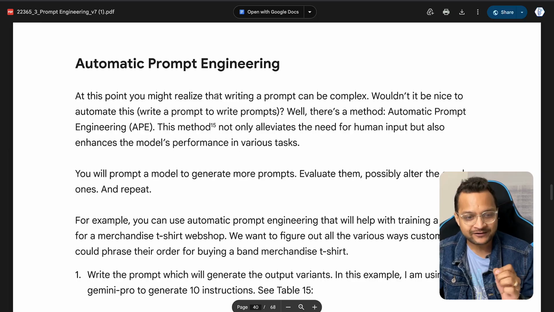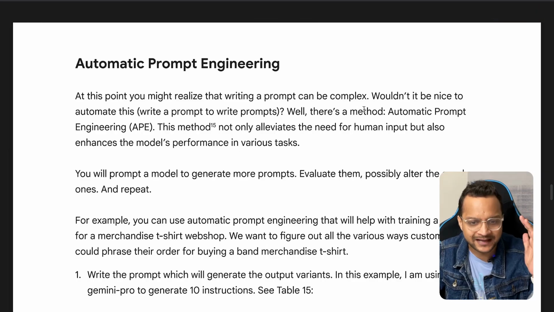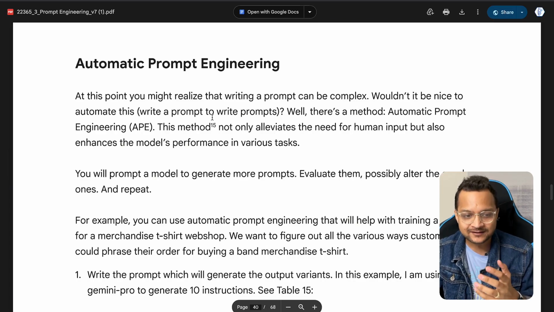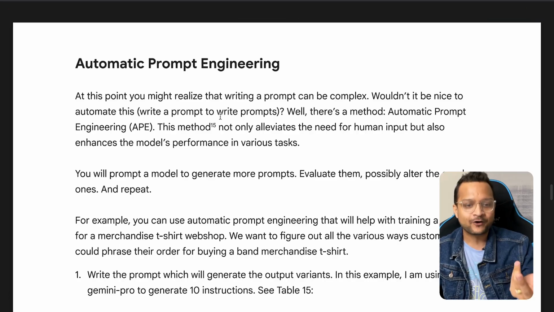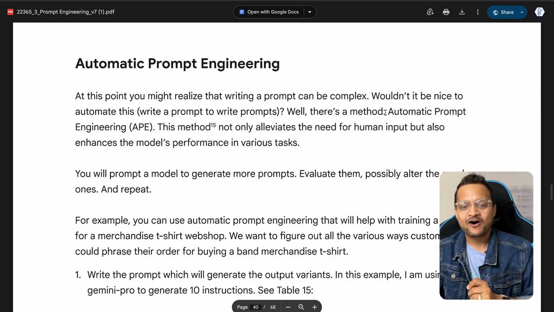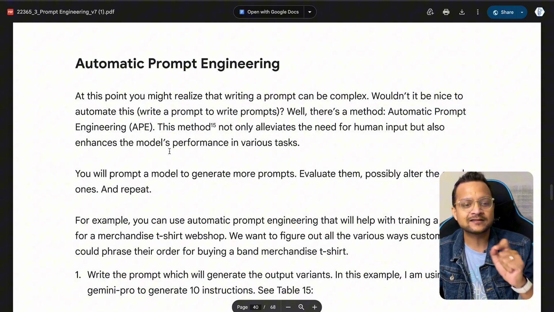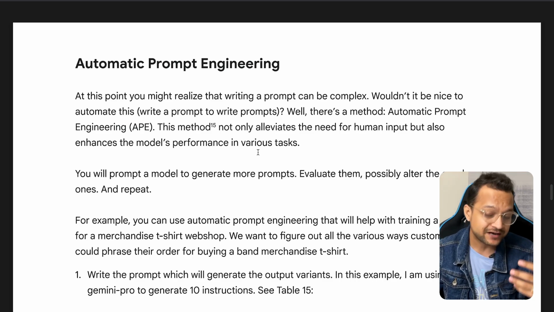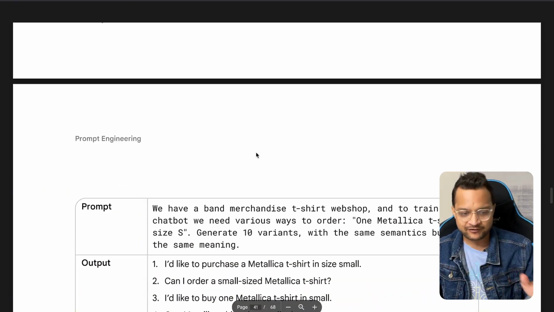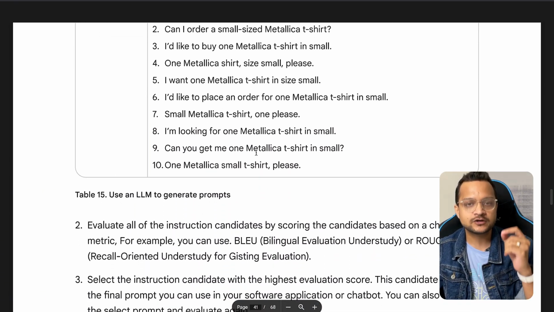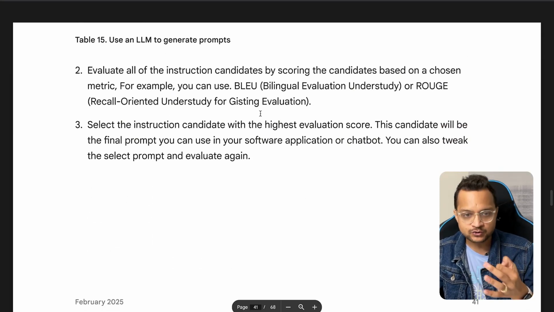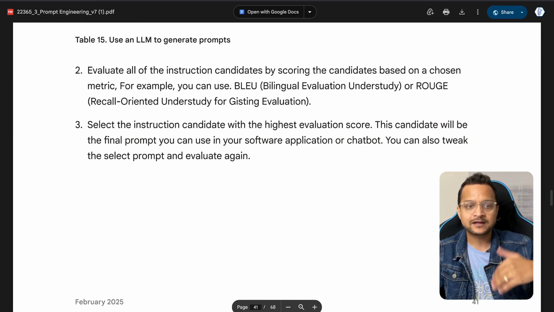At this point, you might realize that writing a prompt can be complex. Wouldn't it be nice to automate this? Write a prompt to write a prompt. Well, that's a method: automatic prompt engineering. This method not only eliminates the need for human input, but also enhances the model's performance in various tasks. This is very simple. Ask AI to generate the prompt for you so that you can use that prompt in a different way.